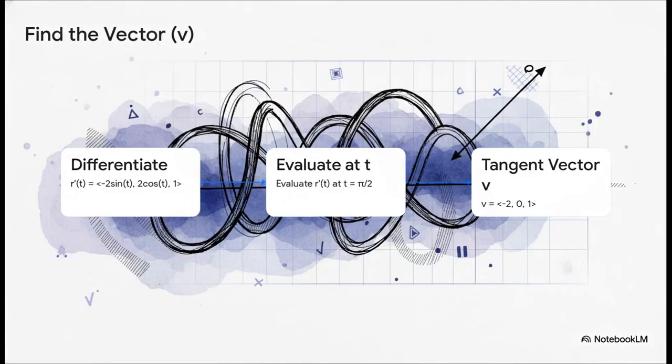Now for that direction vector. This is where our derivative becomes the star of the show. The derivative vector, r prime of t, is the tangent vector. It literally points in the direction the object is moving. So first, we find the general derivative of our helix function. Then we plug our special time, t equals pi over 2, into that derivative. And what we get is our direction vector, v, which is -2, 0, 1. That's the exact direction of the curve at that specific point.